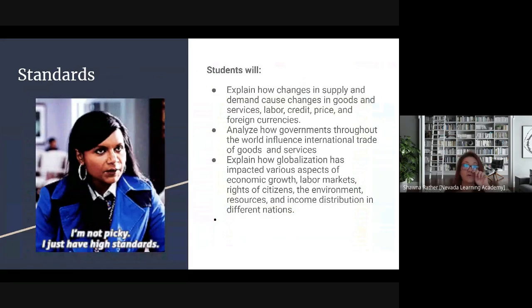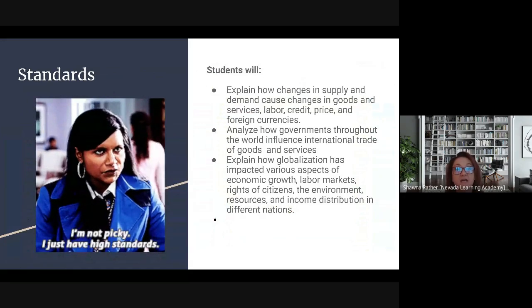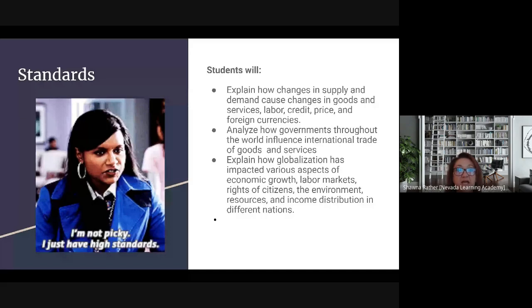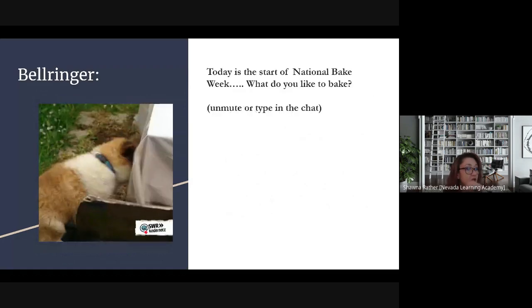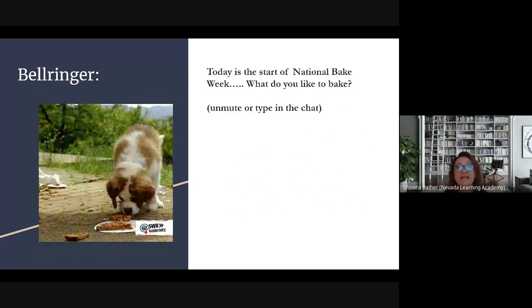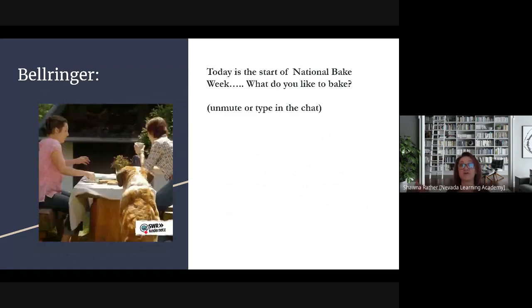All right, so standards, we're talking about changes in supply and demand. We're talking about globalization and how it's impacted various aspects of economic growth, rights of citizens, labor market, environments, and income distribution. Okay. All right, so our warm up for today, it's the start of National Bake Week.